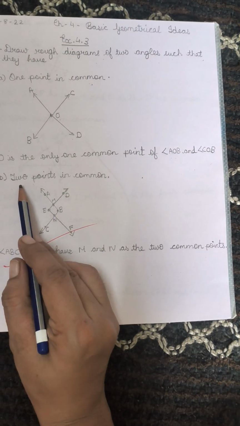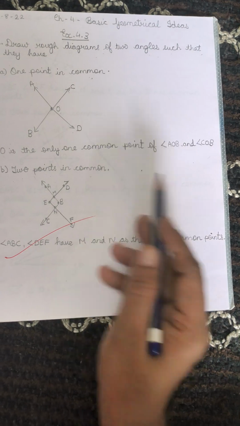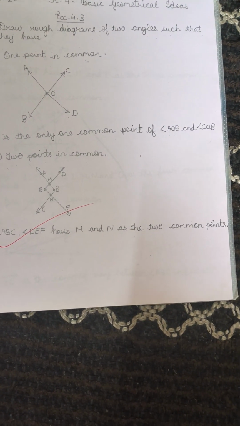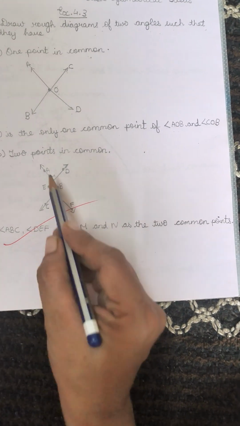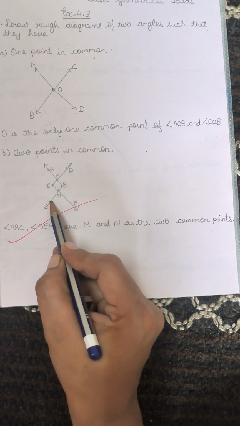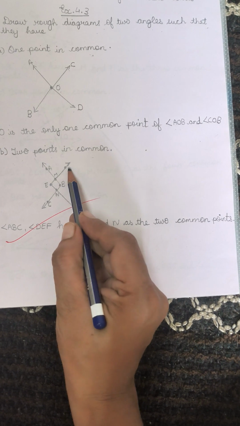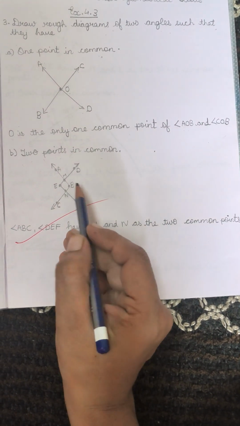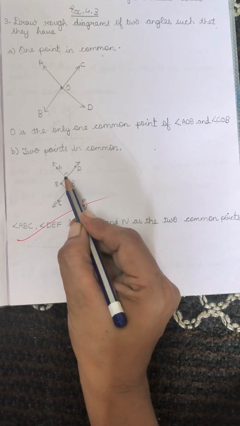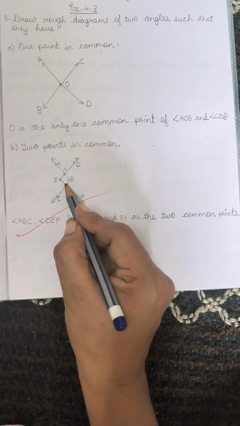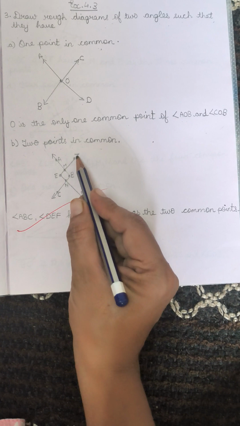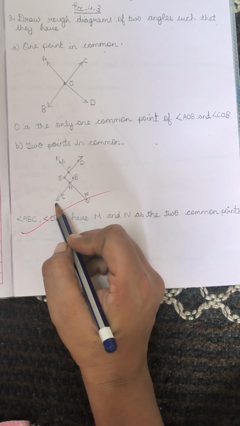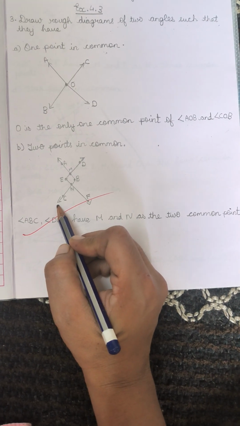Another one is 2 points in common. We have to draw a rough diagram in which we have 2 points in common. So the angles formed are angle ABC, A, B and C. Another angle is D, E and F. If you see clearly, we can have one point, another point. We have 2 points in common in these two angles. So this is a rough diagram of getting 2 points in common.